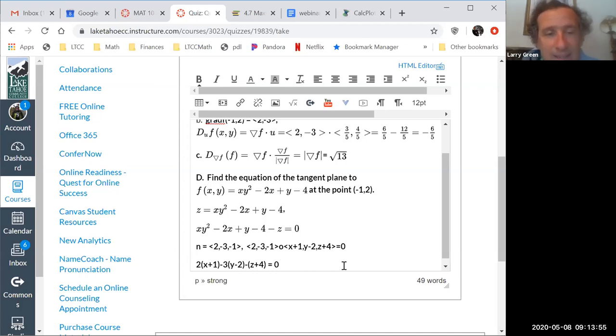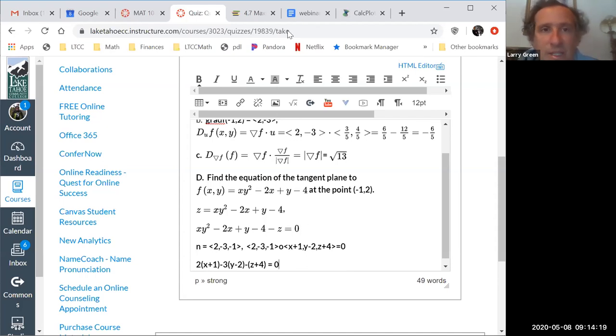And I like to think of not the gradient of f, but the gradient of the function equals 0, where the function is of the 3 variables instead of 2. And then you never have to remember any kind of formulas other than the normal vector dotted with a point on the plane is always 0. That's not a formula, that's just a definition of normal vector. And then just use that.